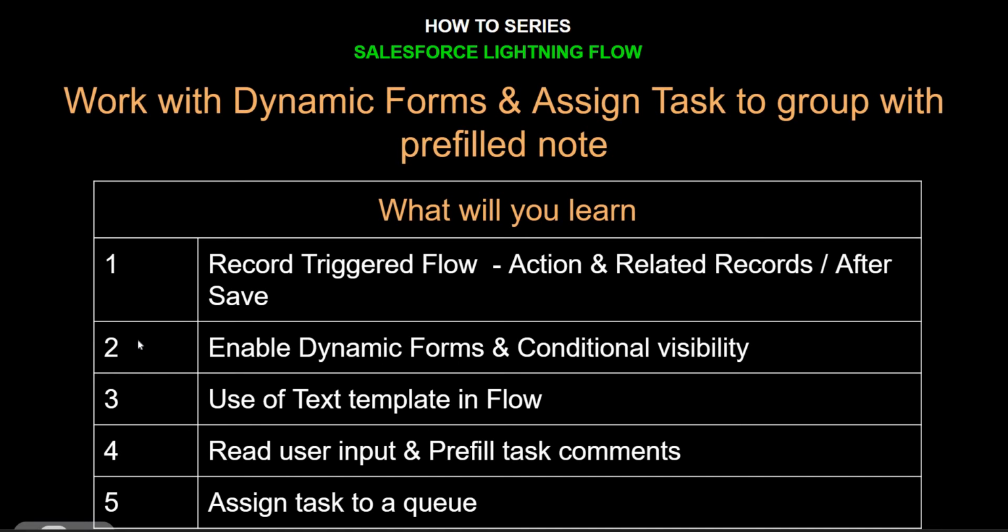In this video, we are going to learn how to use a record-triggered flow that automatically creates a task and assigns it to a group with a pre-filled note, along with dynamic forms. We will also learn how to use a text template in Flow. We will also learn how to read data entered by the user on the page and then pre-fill task comments dynamically when it is created, and how to create a queue with group members and then assign the task to the queue.